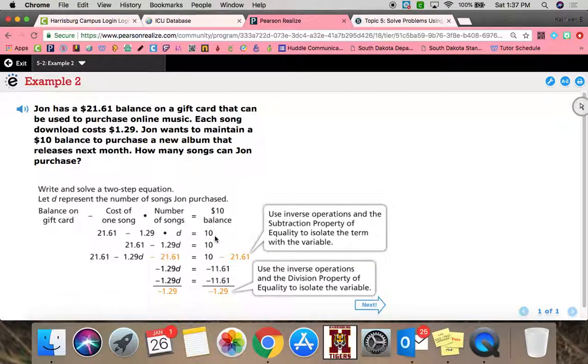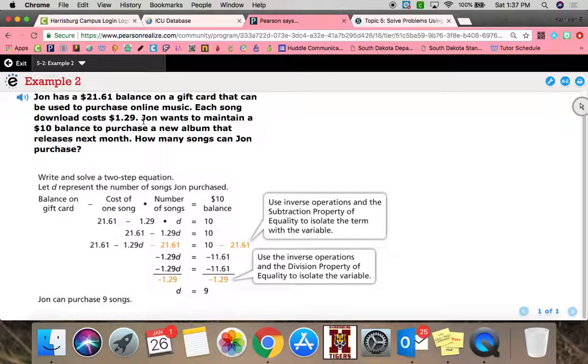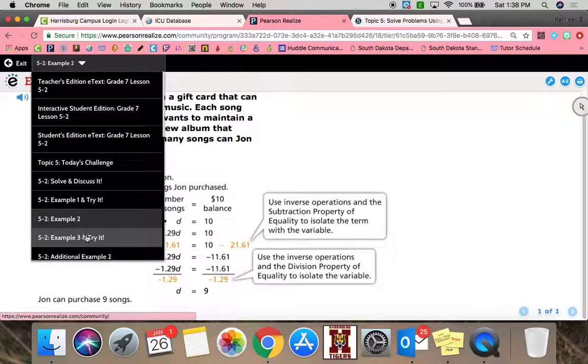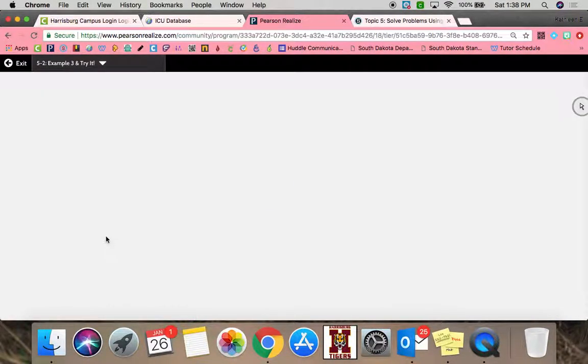Here's another way to do it. Find out that you have this much and you can subtract some amount of songs to get $10. So that's another way, but they still got to 9, another way to solve it. So let's go to example 3.